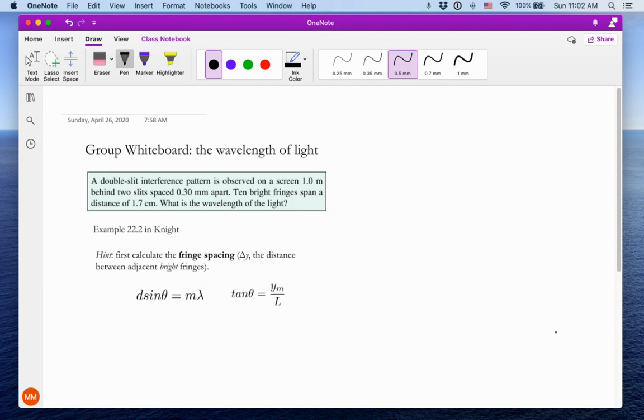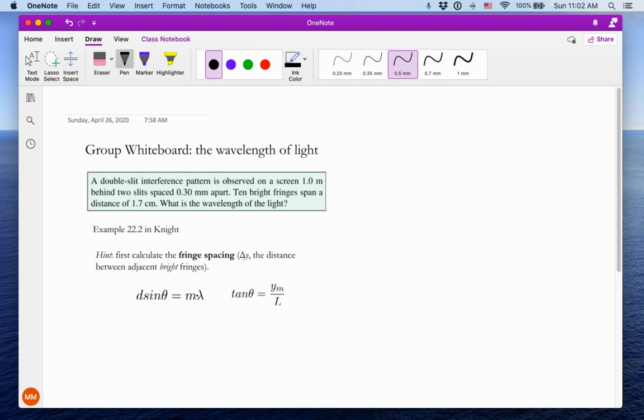Okay, so for this problem, we're going to look at a double slit interference pattern observed on a screen 1 meter behind two slits spaced 0.3 millimeters apart. 10 bright fringes span the distance of 1.7 meters. What's the wavelength of the light? So we know we need to use d sine theta is equal to m lambda. That's our equation for a double slit experiment.